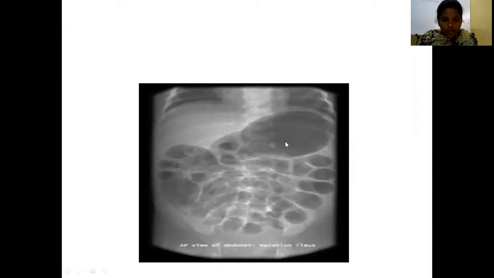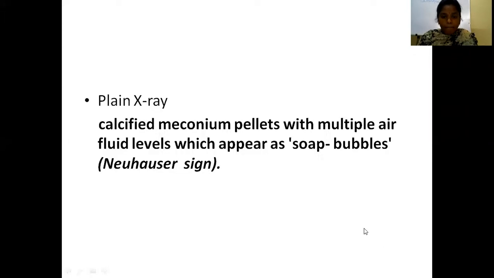And we will rarely appreciate any air fluid levels. This is the dilated small intestine. Sometimes you will also see calcified meconium pellets with multiple air fluid levels. Once the air enters, this gives the soap bubble appearance. This is Neuhauser sign. Soap bubbles in X-ray indicate a Neuhauser sign, which is because of mixing of meconium with air. It gives a soap bubble appearance.